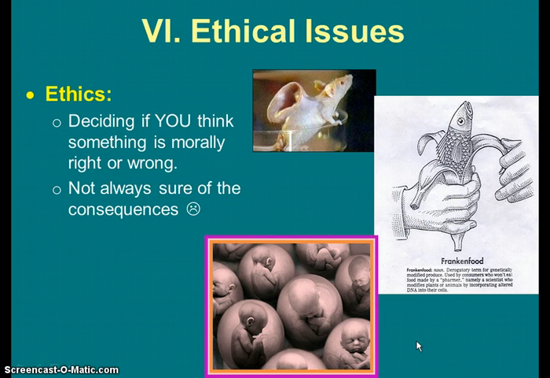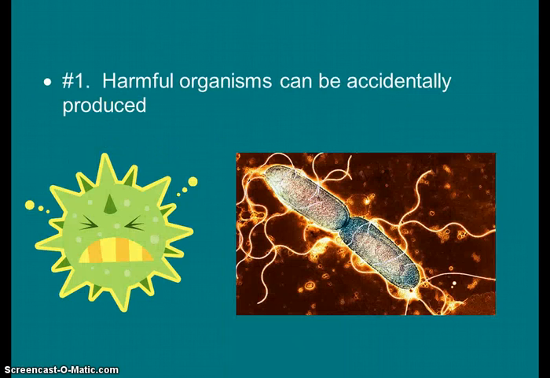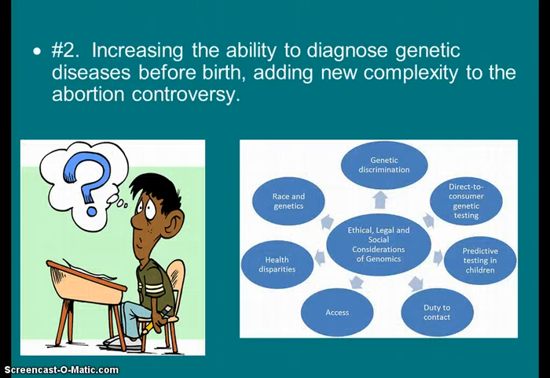So here's some ethical things to consider. Maybe if we modify organisms, we might accidentally produce harmful ones, bacteria that might eventually hurt us. A lot of times knowing the genetic diseases before an organism is born, like a human, it might be complicated to know if the human should come into the world in the first place. This is hugely controversial.